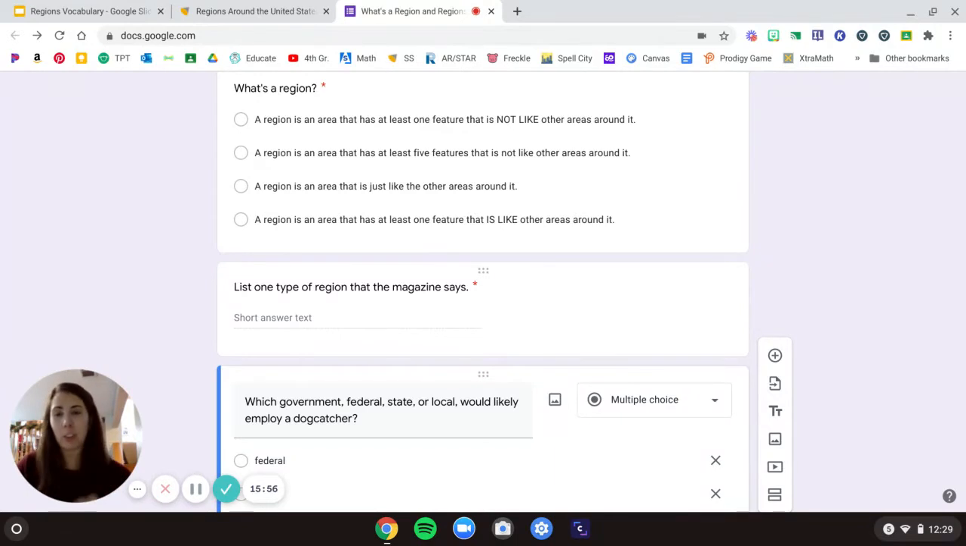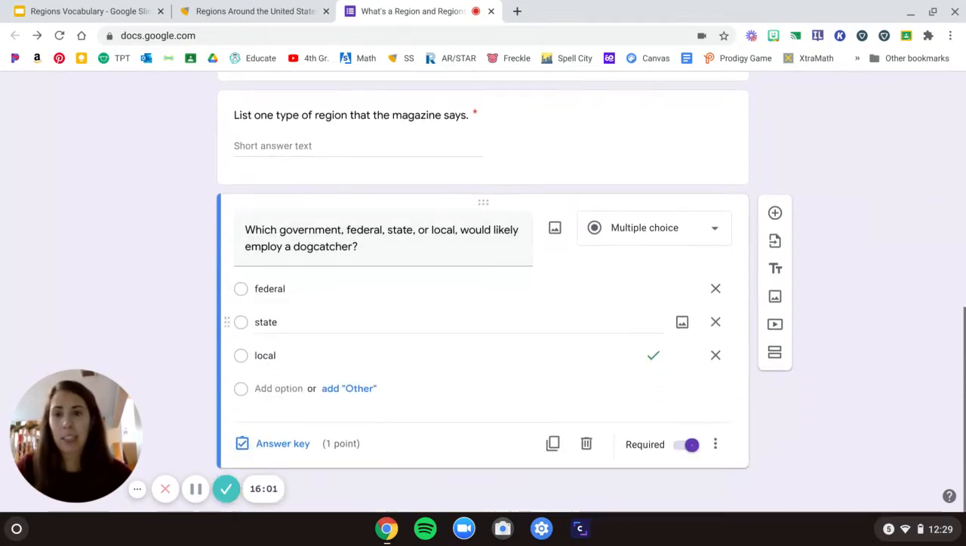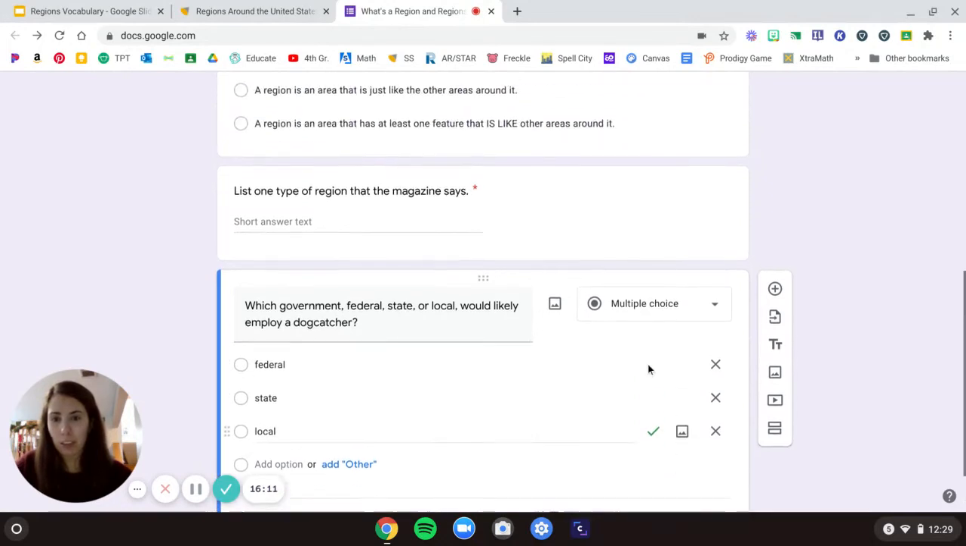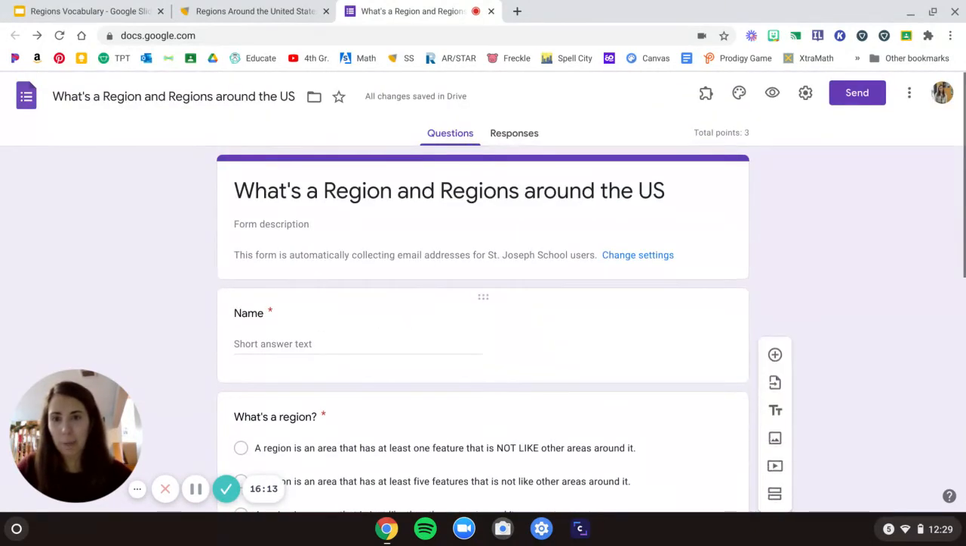And I'll look over this, so if it says you got it wrong because of spelling or something, I'll mark it back, okay? And then tell me, which government, we talked about the different levels a lot, would employ a dog catcher, like a dog is loose? Would that be the federal, state, or local? Okay? So let me know if you have any questions.